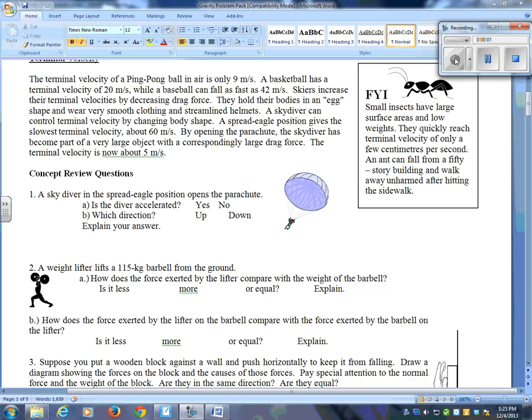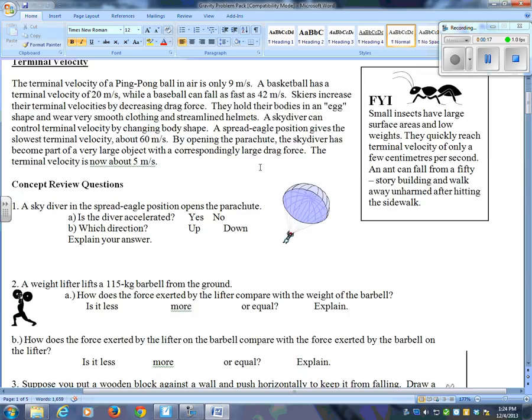All right, well, let's have a look here. Let me grab my answer key first. So as you can see, I've changed the question a little bit, made it a little bit more simple to sort of answer. It says a skydiver in the spread eagle position opens their parachute. Is the diver accelerated? And you just have to circle yes or no.